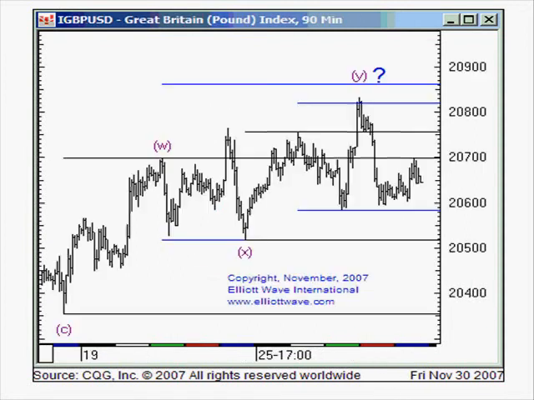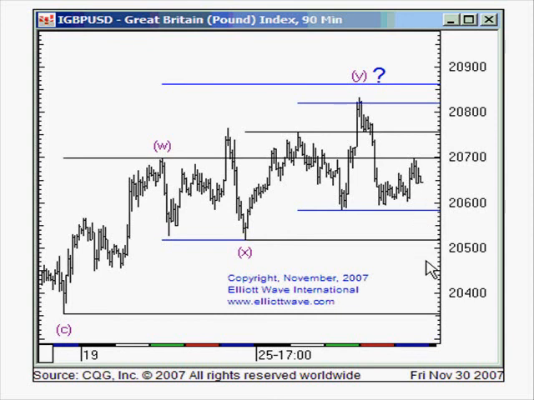Why not take a look at cable as well? Same sort of thing. We had a nice double zigzag bounce into some measured objectives. Market fell sharply, and over the last day or two rebounded again correctively. So this should move lower.